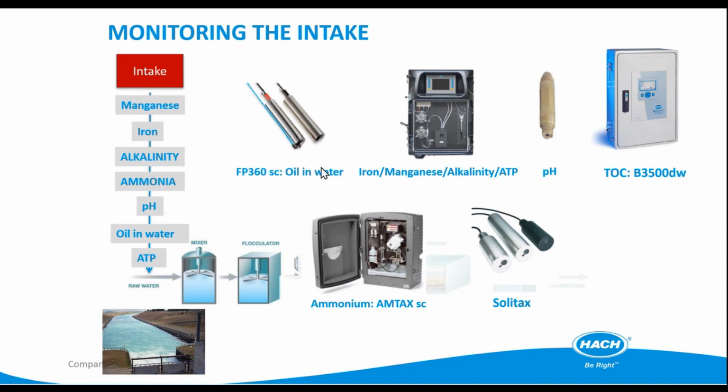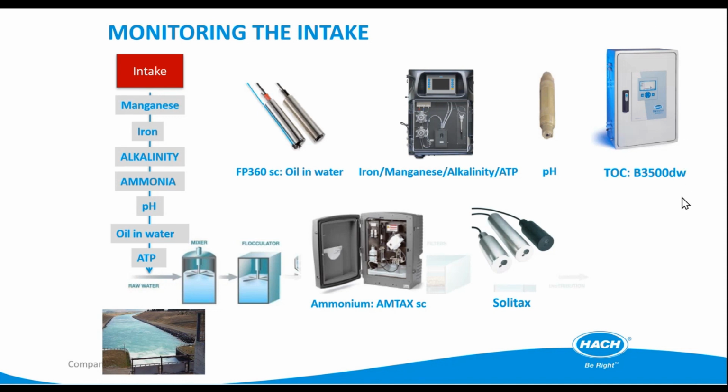So for oil in water, we have the FP 360 SC. For iron, manganese, alkalinity, or ATP, we will have the EZ series analyzer. For pH, we have the pHD, and for TOC, we have the B3500 DW. DW is meant for drinking water.